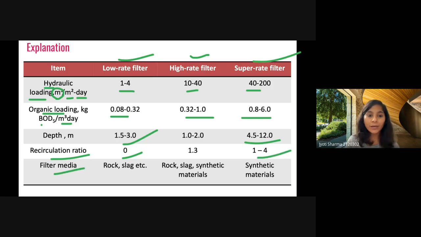Then the filter media in the low rate filter is made up of rock and slag. In the high rate filter it is made up of rock, slag and synthetic material. And for super rate filter it is just made up of synthetic material. So I think one question that we had, and you gave me an option, that option may be right, but because that was the high rate filter, we can have also rock and slag in high rate. But super rate filter is just made up of synthetic material. That's why I gave you super rate filter, replacing this high rate filter in that MCQ question.